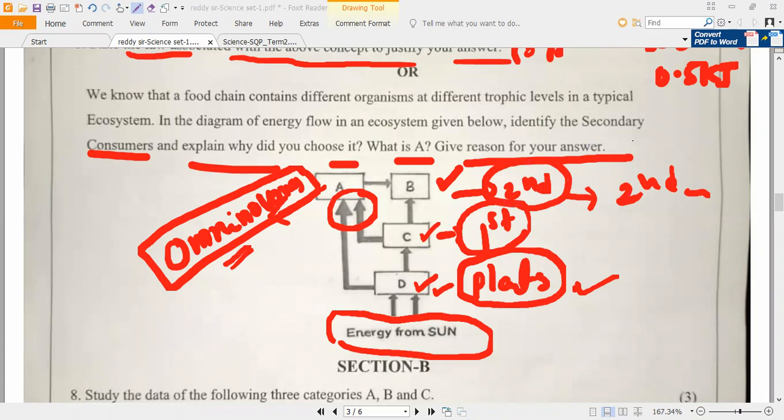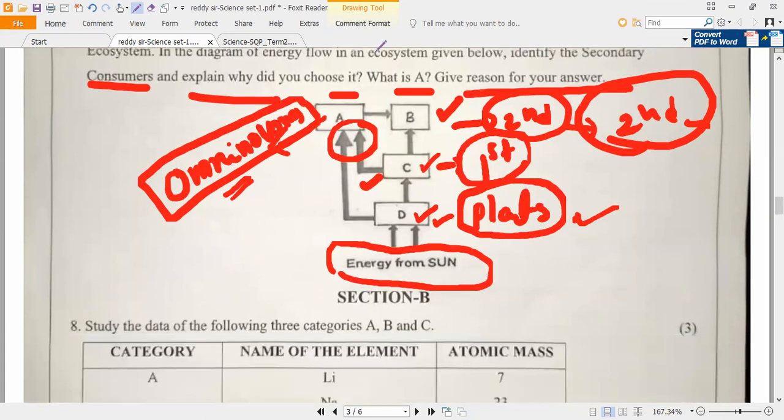So why I am identifying it this way, you have to explain like this. D is the plants, only plants are eaten by C. So C is the herbivorous animal, and only C as well as A is eaten by B. So B is the secondary consumer, means a carnivorous animal. And why am I considering A the omnivorous animal? Because A is eating both plants as well as herbivorous animals. So that is why I consider it an omnivore. That is what you have to remember.